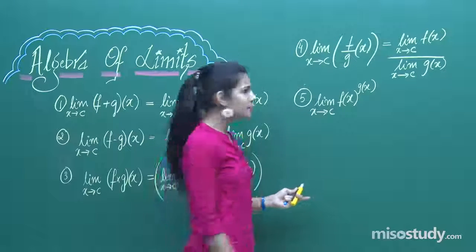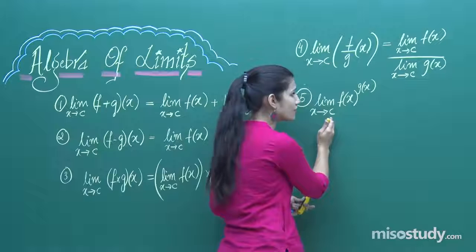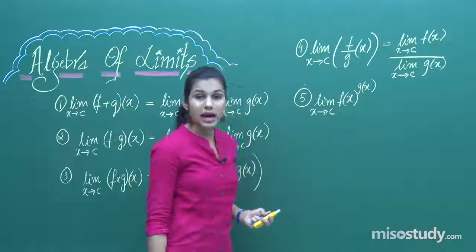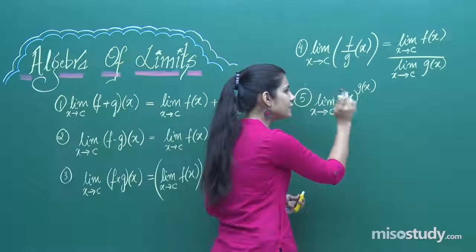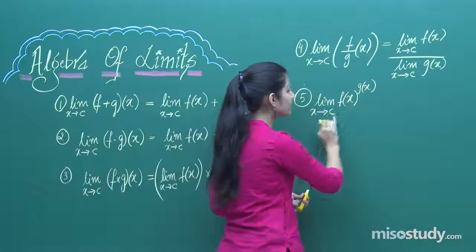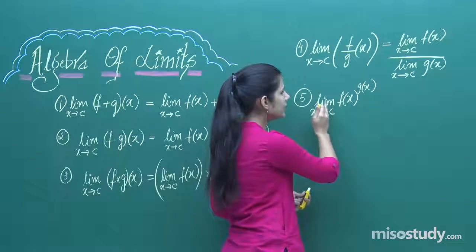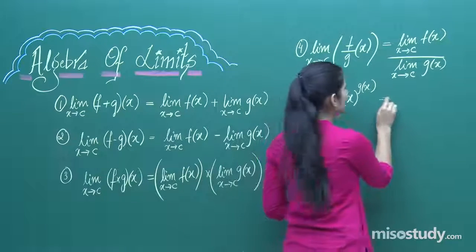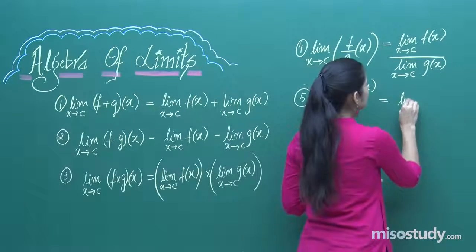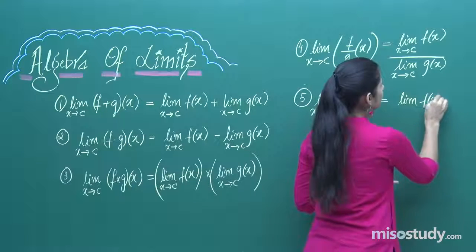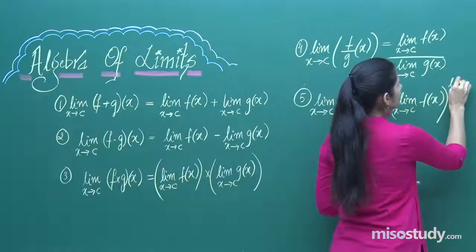Again, the answer is the same. To evaluate the limiting behavior of the algebraic combination of two functions at point C, you should just be aware of the limiting behavior of the individual functions involved at the point C. Because if you are aware of the limit of f at C and the limit of g at C, what is the limit of f to the power g at C? It is nothing but the limit of f at C to the power limit of g at C.